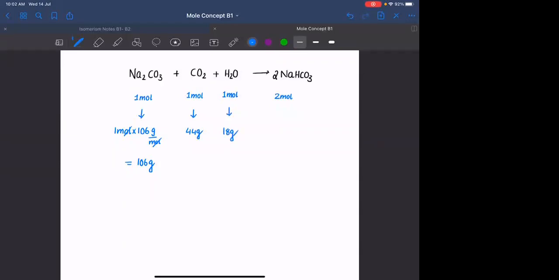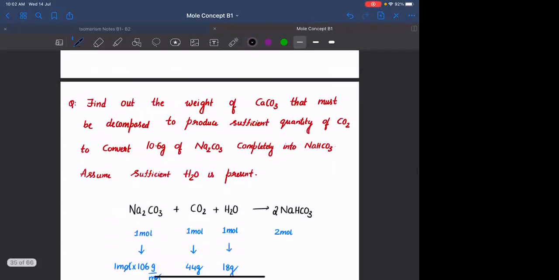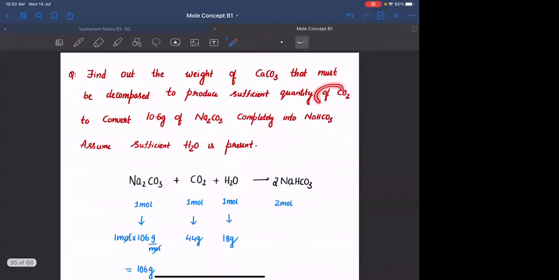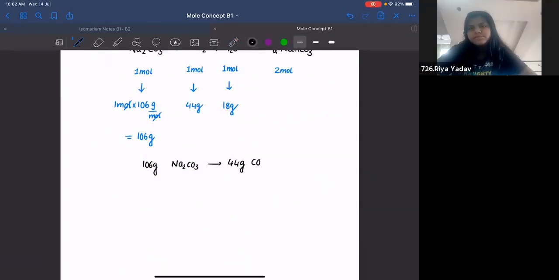18 grams. So from stoichiometry, can I write 106 grams of Na2CO3 requires, we need to analyze only the CO2. They're asking what quantity of CaCO3 must be decomposed to produce some amount of CO2. Okay, so 106 grams of Na2CO3 requires 44 grams of CO2.